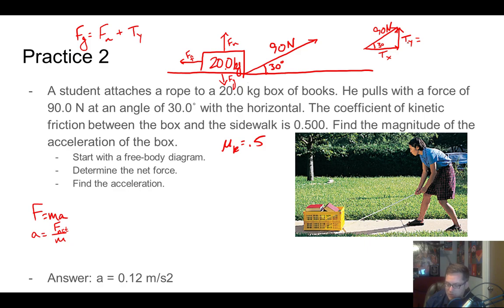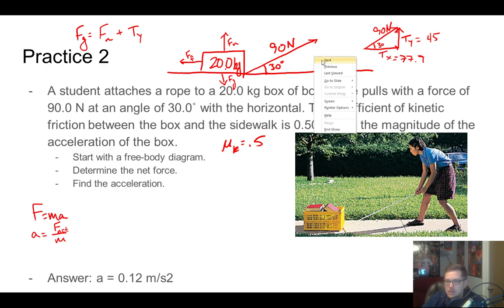No, okay, I did it back. I was like, that can't be right. 90 times sine of 30. Whoops. 90 times sine of 30 is 45. Is that what I got before? Maybe I don't even need Ty. Oh, I did 45. Okay. And then 90 times cosine of 30 is 77.9. All right, so 77.9. All right, so that's this guy so far.